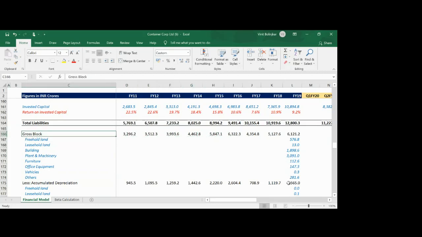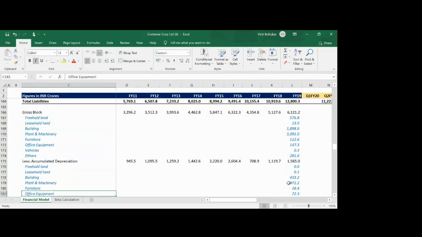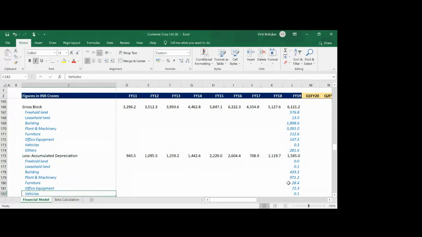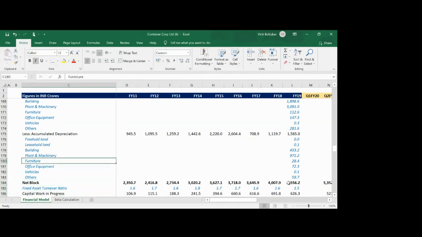So the liability is what the business owes other people. Asset side is what the business owns, right? So where the liabilities of the business have been deployed. So when you talk of gross block, we are looking at the fixed block formation. So, under gross block, you have various types of assets that a company owns: freehold, leasehold, building, plant and machinery, furniture, office equipment, others. And the depreciation on the various assets is all accumulated together.